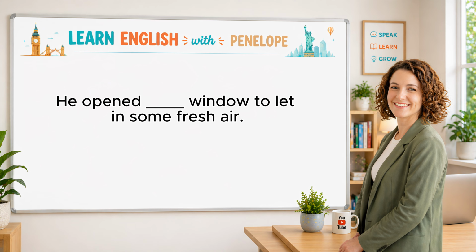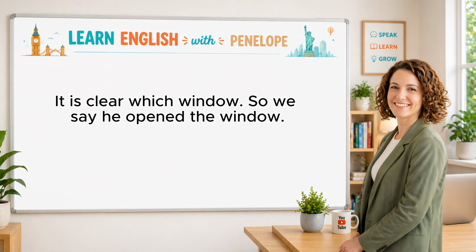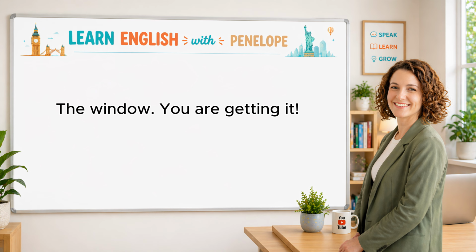Practice sentence 4. He opened blank window to let in some fresh air. They are in a room. There is one window. It is clear which window. So we say, he opened the window. The window. You are getting it.